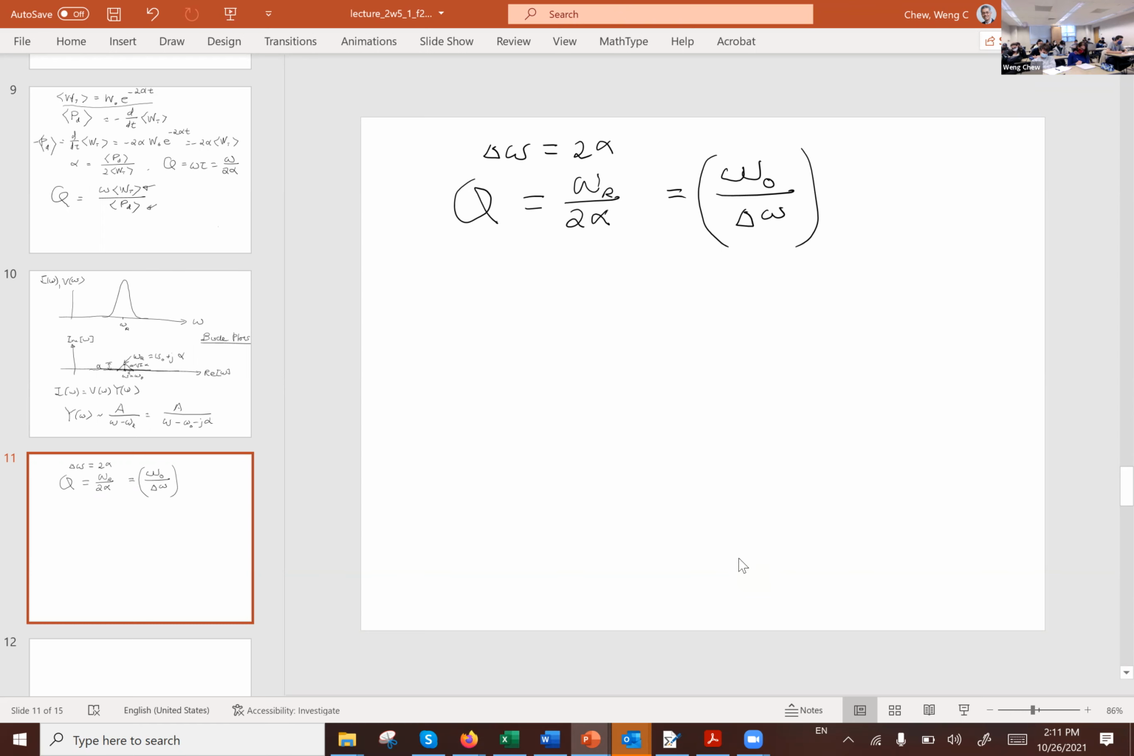If the bandwidth of the system is very narrow, the Q is high. If the bandwidth of the system is not that narrow, then the Q is low. Okay, does this make sense? This is some of the rule of thumb that you use in the lab when you need to go back and forth between bandwidth and Q. You just have to remember these few things.